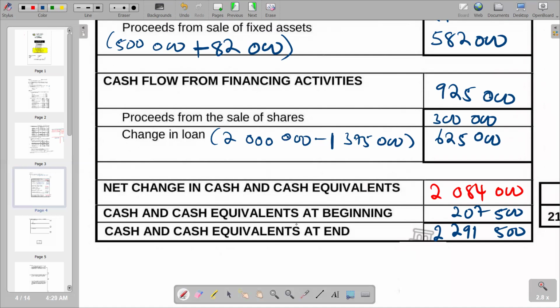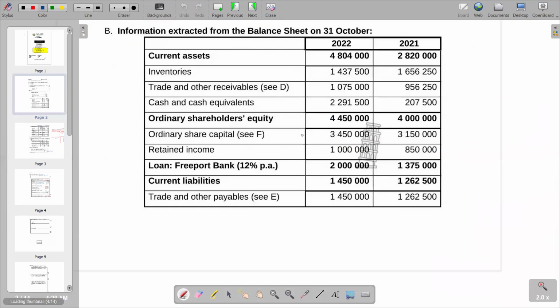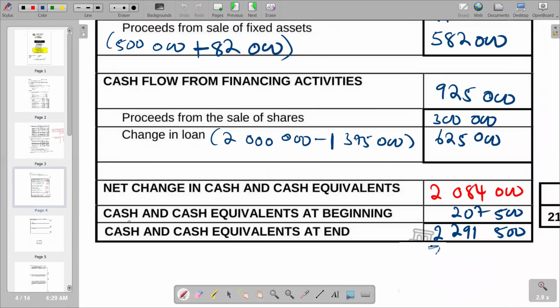Thank you for listening, and hopefully the video was helpful. Also, we should take note that the final balance of cash and cash equivalents given in the list of balances, remember, this is going to be the final balance, 2,481,500, which is the same as the one that we got here, 2,291,500. So it means we have prepared our cash flow statement correctly.